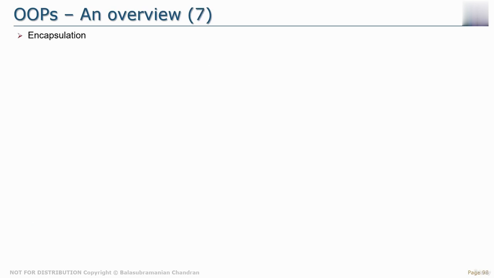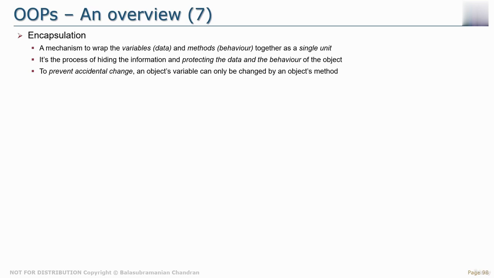Let's see what encapsulation is. Encapsulation is a mechanism to wrap the variables, that is data, and methods, that is behaviors, together as a single unit. It is the process of hiding the information and protecting the data and the behavior of the object. To prevent accidental change, an object's variable can only be changed by an object's method. Here is the pictorial representation of encapsulation.